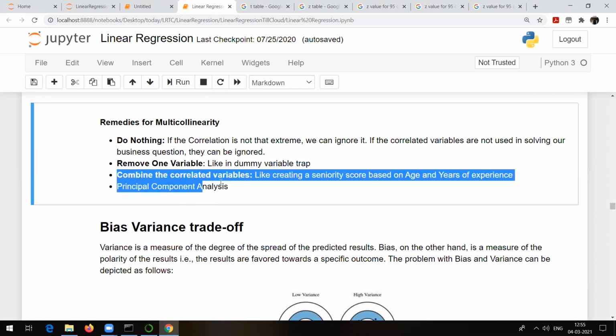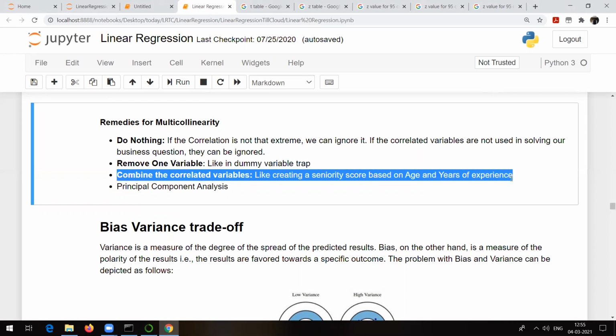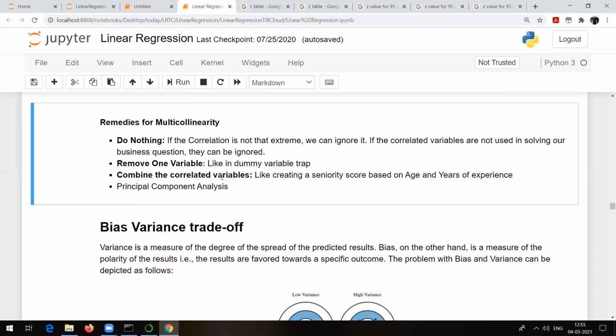Third one is combine the correlated variables. Like in our case, you can combine age and experience and come up with some other column like seniority level. By having some linear combination between age and experience, you can come up with a seniority level column. So instead of 2, there will be one column only. And the last way is to make use of something called PCA, principal component analysis.